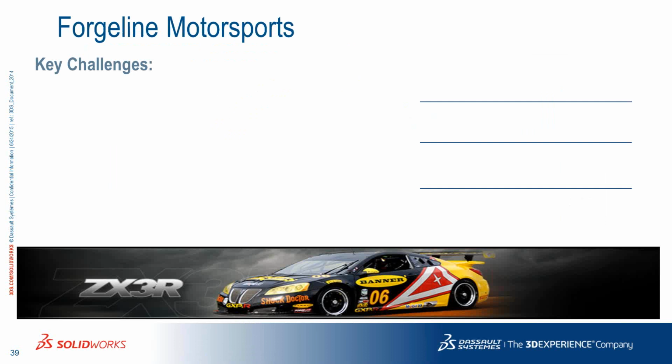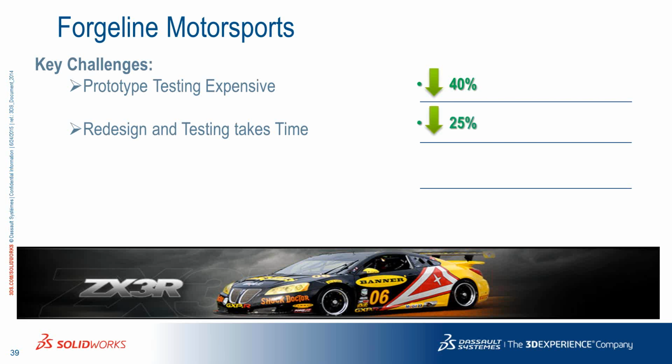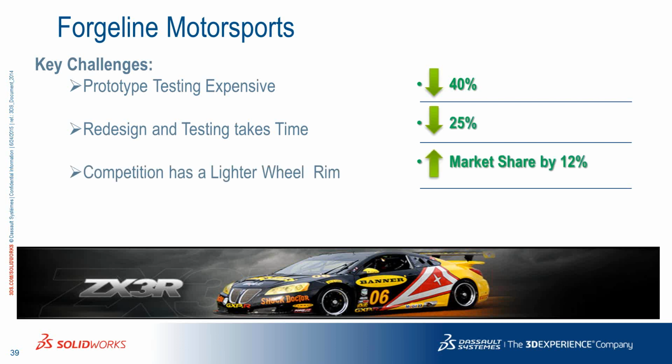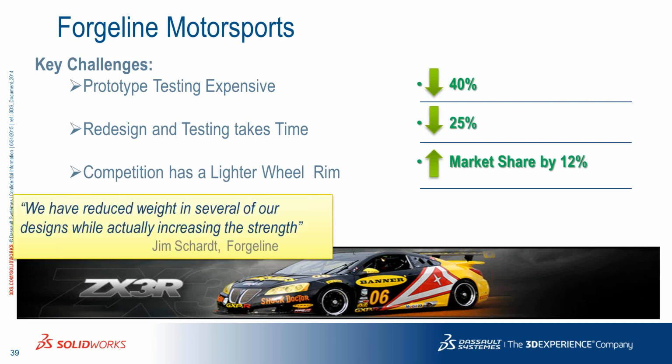Now, what's the benefit of showing all these things to Forgeline, and eventually when they brought the software in-house, they were able to address the key challenges. Prototype testing was expensive. They were able to test a lot of these designs in-house using SolidWorks simulation, and it brought down the cost of prototyping by about 40%. Redesign and testing takes a lot of time. They were able to knock that down by 25%. And competition is a lighter wheel rim. So they were able to recapture some of the market share, about 12%, from the competition. And this is a quick quote from the engineers there.